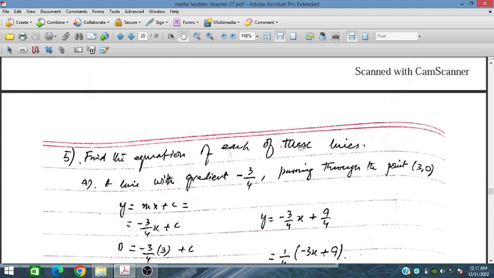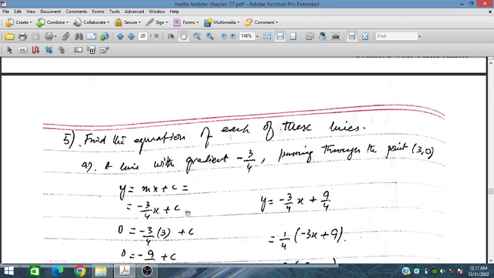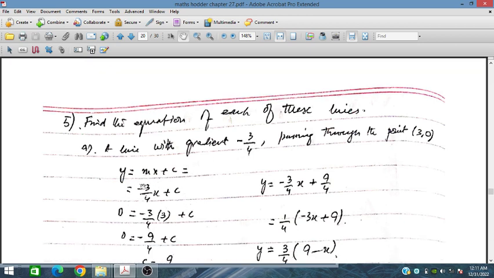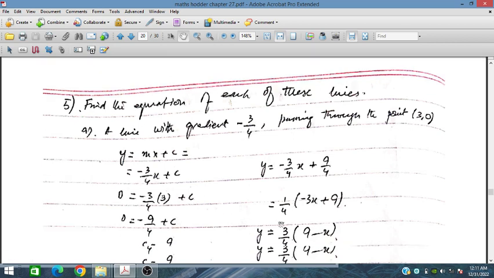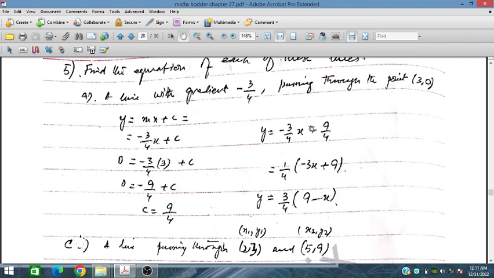And find the equation of each of these lines. A line with a gradient minus 3 upon 4 passing through the point 3, 0. So we have this minus 3 upon 4 here, and passing through the 3, 0 means in place of x we'll write 3, and this is 0, so c is obtained as 9 upon 4, and let's write this here and we'll obtain this equation.